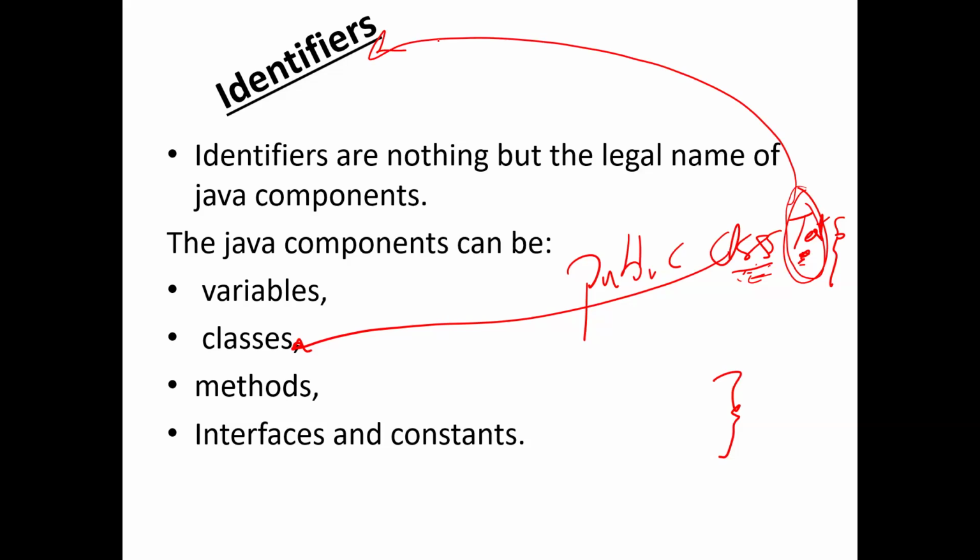So the name by which you identify that Java component. Let's say we have a variable and we have to identify that variable. The variable will be identified by the name of the component.